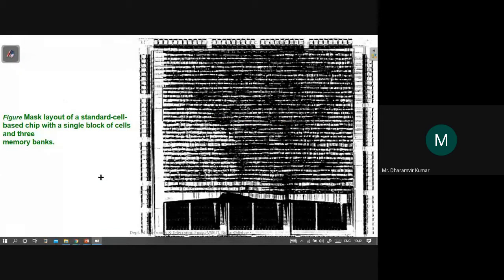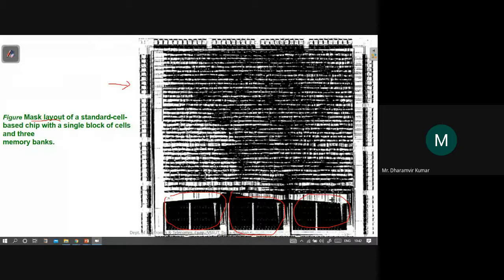Look at here. This is a mask layout. I have always talked about masks. How does a mask layout look like? It will look like this, which is actually very confusing. This is of a standard cell based chip with a single block of cells and 3 memory banks. You have one big black area, a second big black area, and a third big black area. This is the memory consuming area. Memory is placed here, one block of memory, second block of memory, and third block of memory.